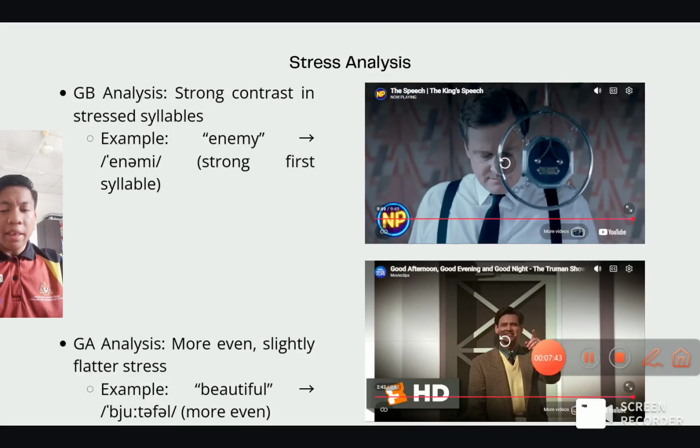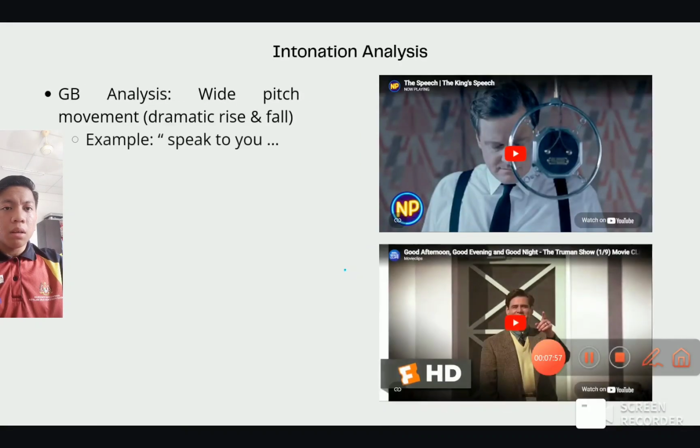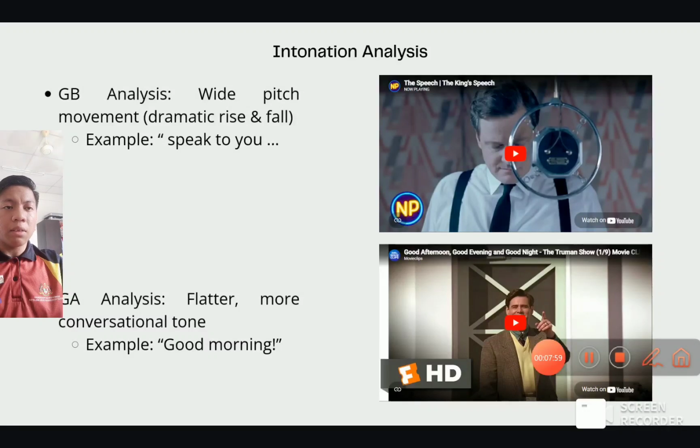Now, as you can hear, when the character said beautiful, it sounds very even. Okay, now we get to the intonation analysis. For General British, it has very wide pitch movements, meaning it has dramatic rises and falls.